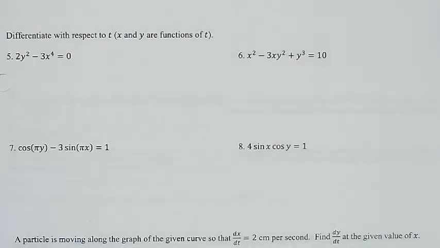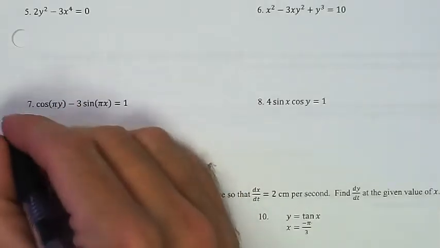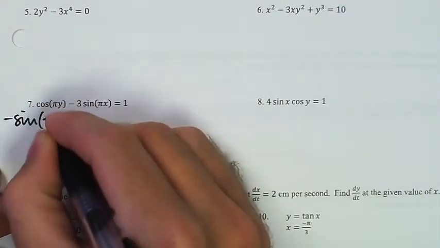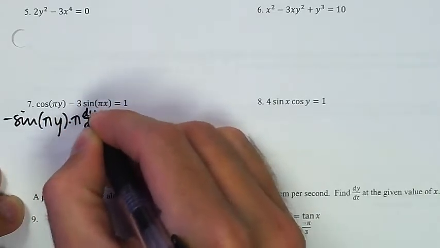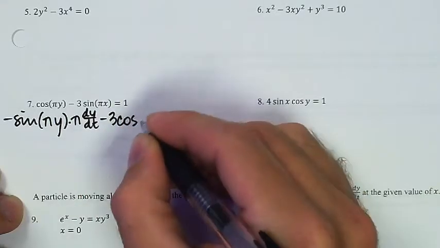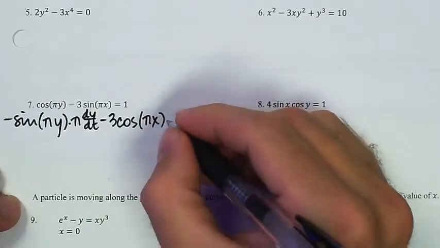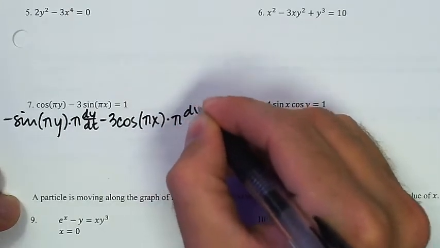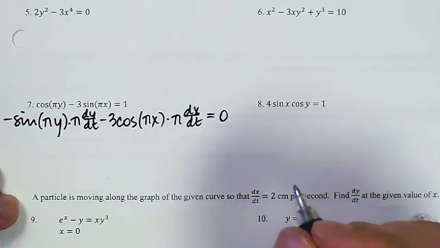All right. Let's see. Maybe I can try. I'll be brave. Try to fit these in. So the derivative of cosine is negative sine. Leave the inside the same. Pi dy dt minus 3 cosine of pi x multiplied by the derivative of pi x with respect to t, and that's going to be pi dx dt. And that's equal to 0.